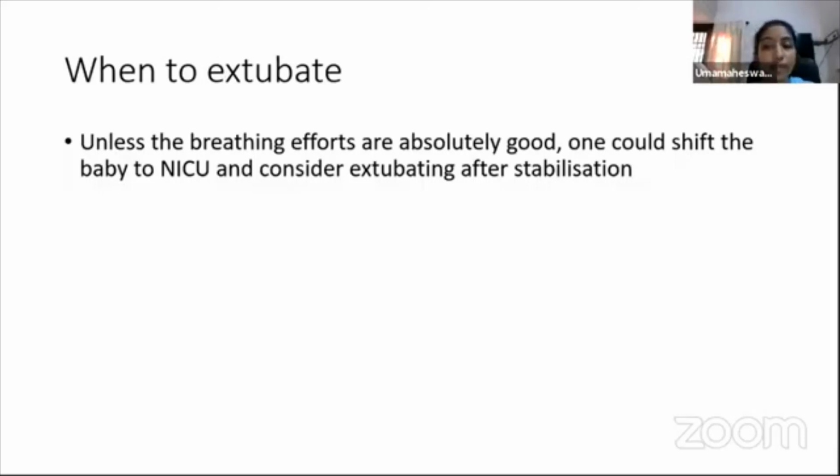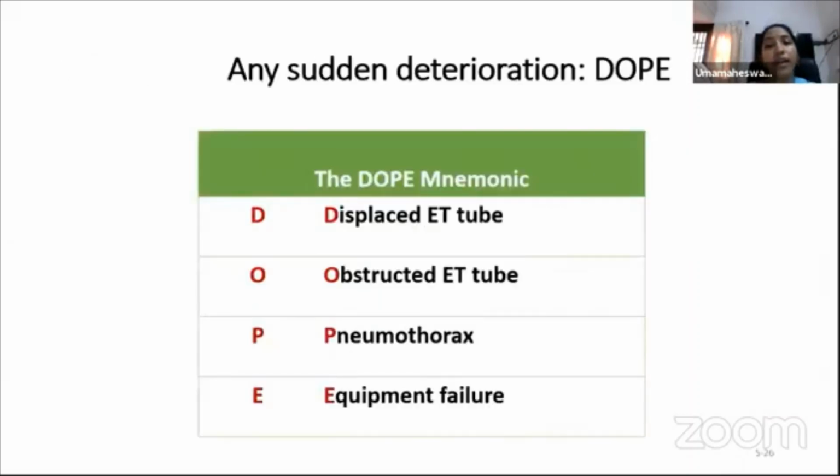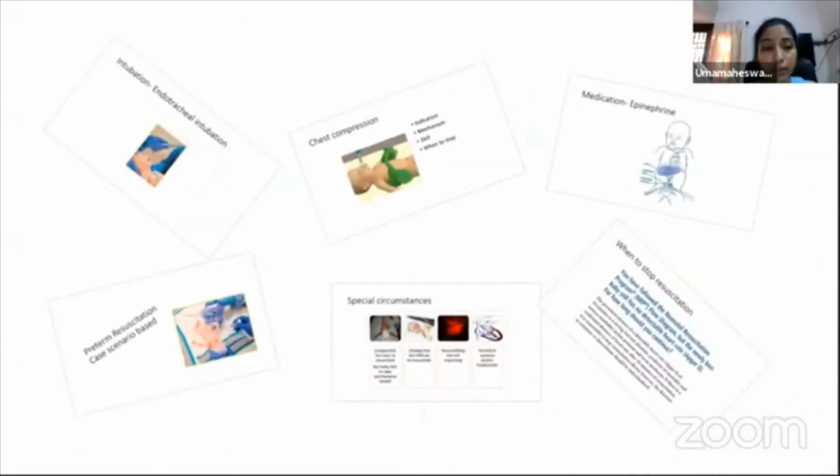But sometimes we consider shifting the baby to NICU before extubating, in spite of having some respiratory effort. If there is any sudden deterioration, all of us know that DOPE has to be carried out. DOPE stands for displacement of ET tube, obstruction, pneumothorax, and equipment failure. The equipment failure can be as simple as the bag not working in case of bag and tube ventilation. So that completes the endotracheal intubation.